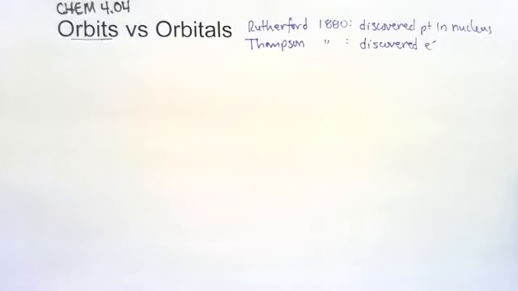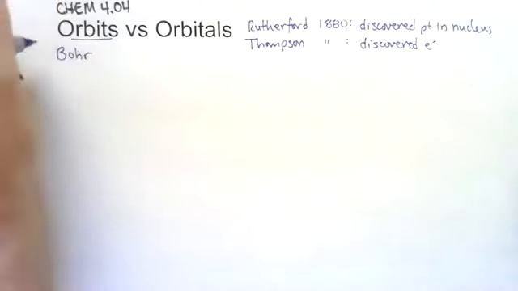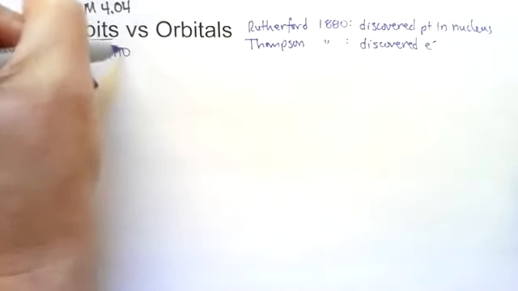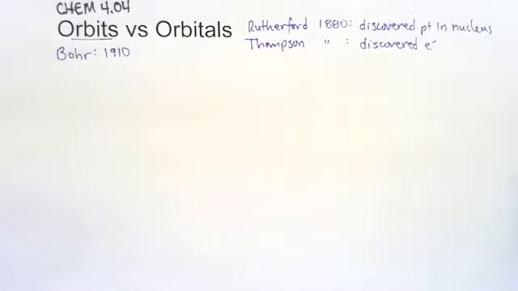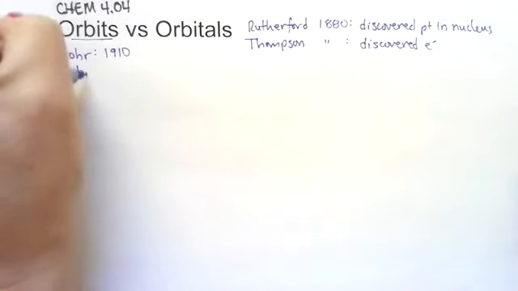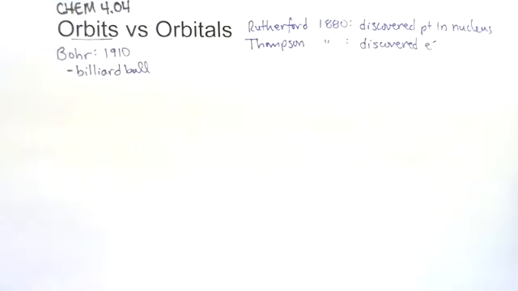Nobody could figure out where they were until Bohr came along. So Niels Bohr, and I think he was about 1910-ish. And he came up with a theory of atomic orbits. Sometimes Bohr's model is called the billiard ball model, and it's kind of what you learn when you're in elementary school.